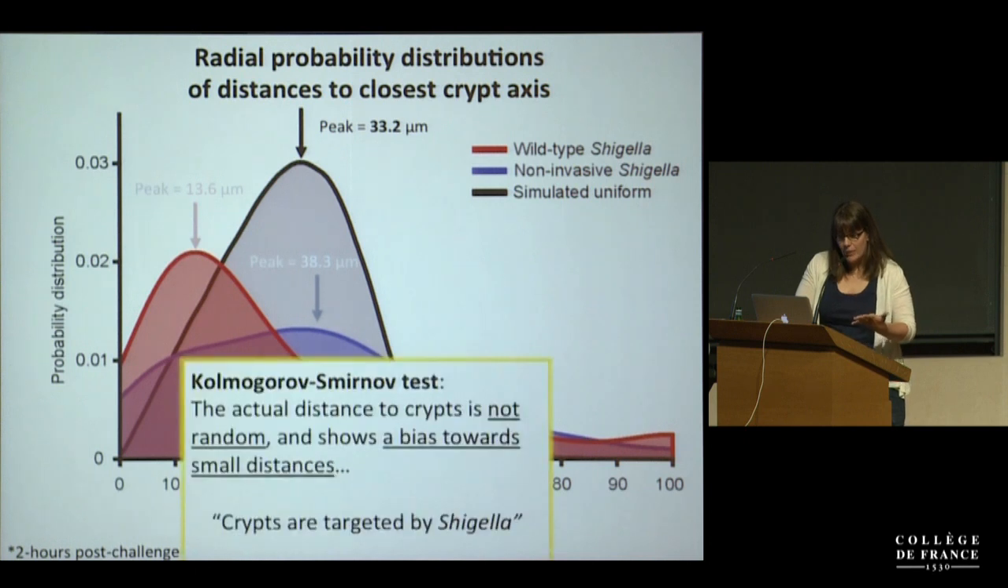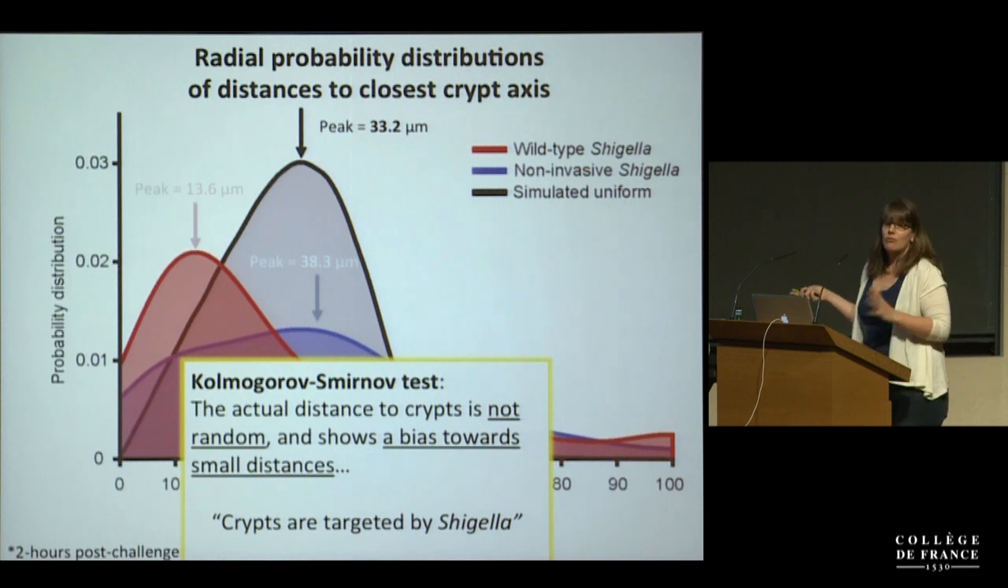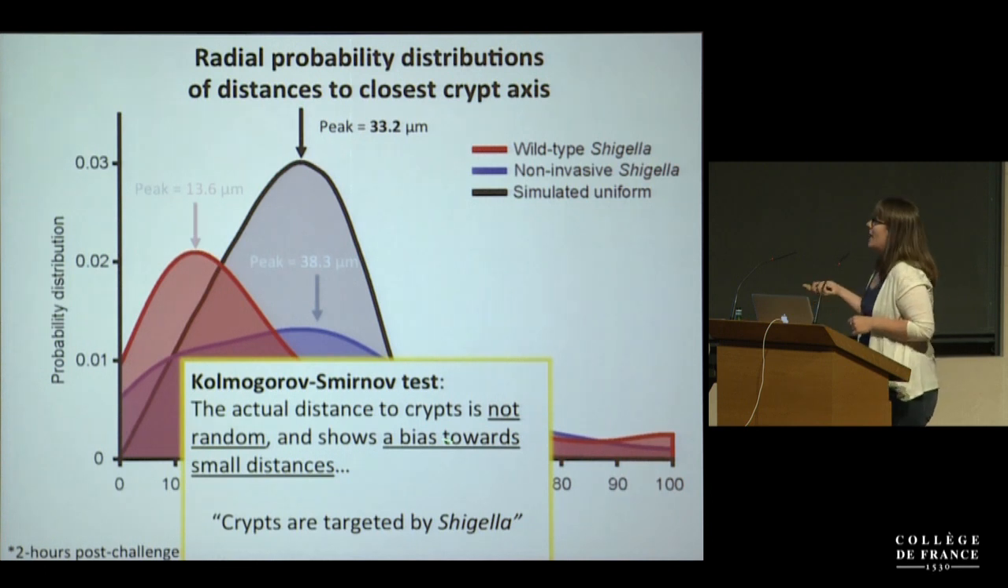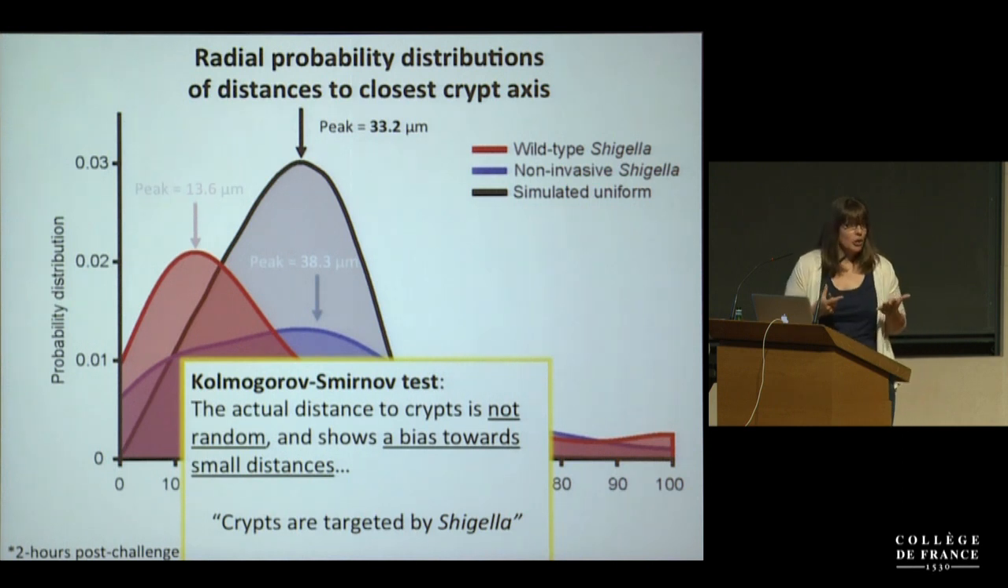And when we did a comparison, statistical analysis revealed that the actual distances to crypts are not, in fact, random for the invasive strain. It shows a bias towards these smaller distances, and that, in fact, crypts are being targeted by Shigella.